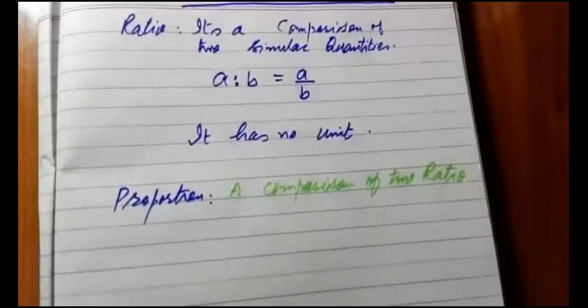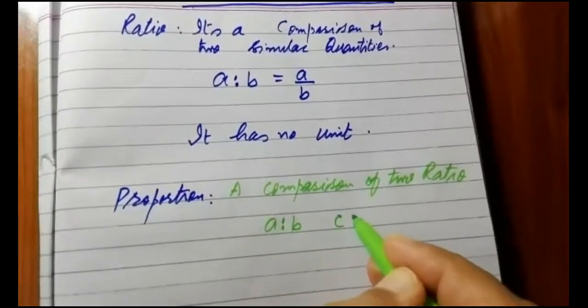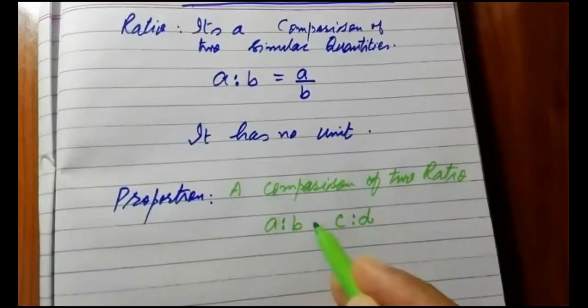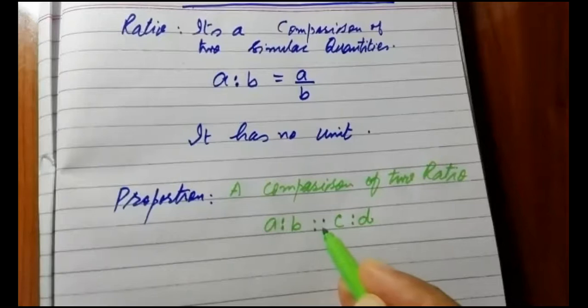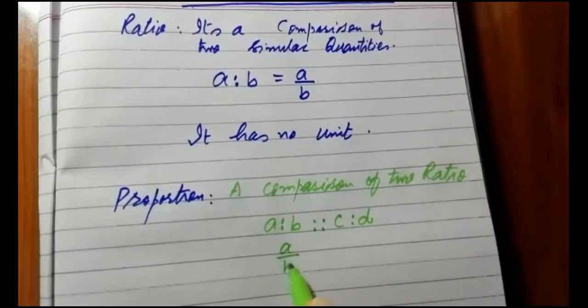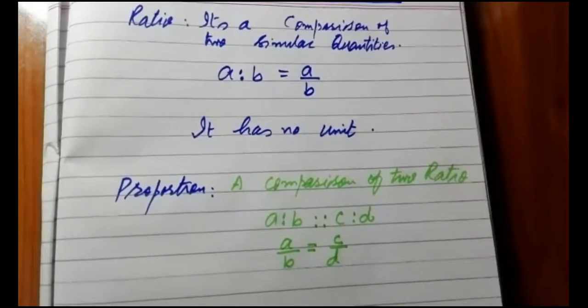For example, if we have a ratio A ratio B, and you want to compare it to another ratio, called C ratio D. A ratio B is one ratio, and C ratio D is another ratio, and you want to compare the two ratios, so you write it like this. So this is called the proportion. Comparing two ratios is called proportion, and you can obviously write it as A over B is equal to C over D. It is the second definition that we will use for exercise 3.1.